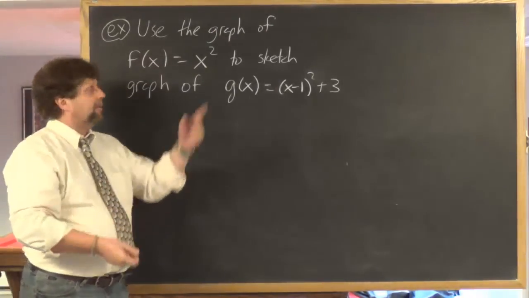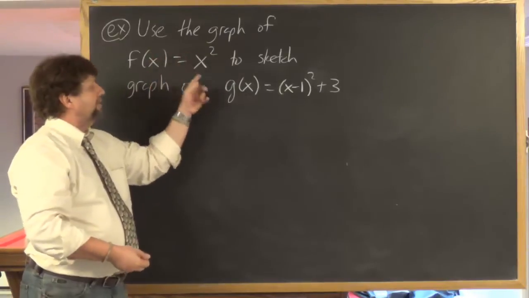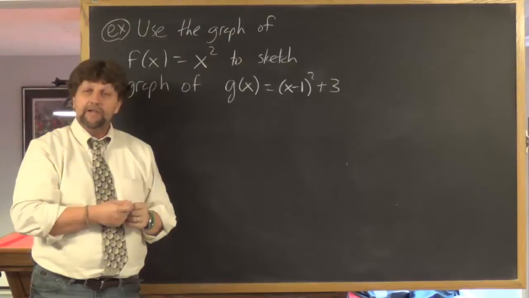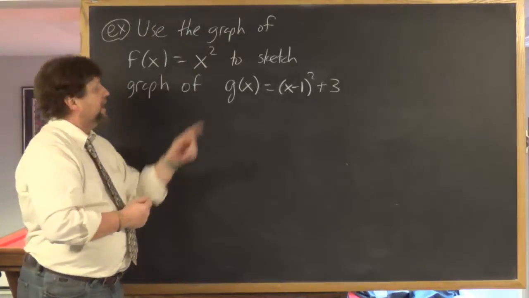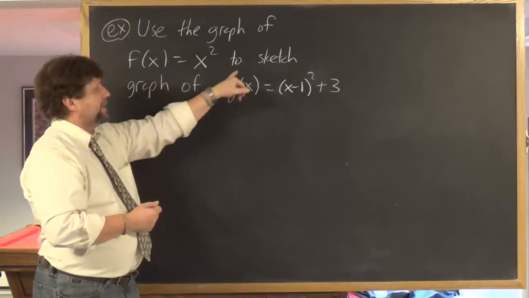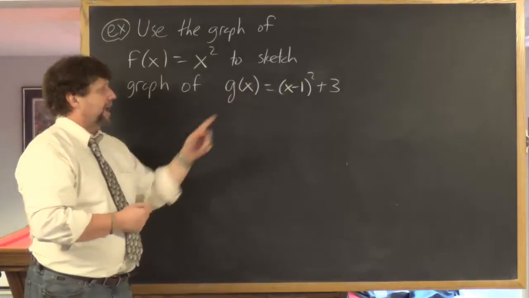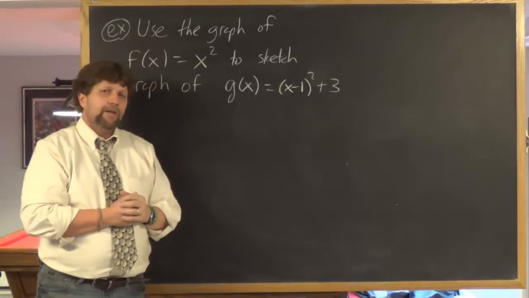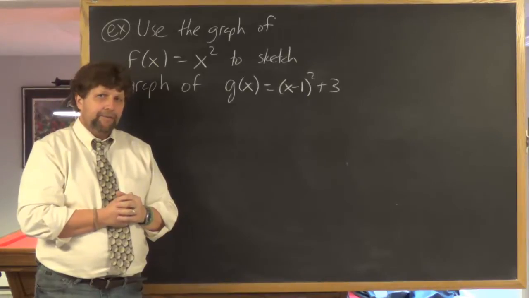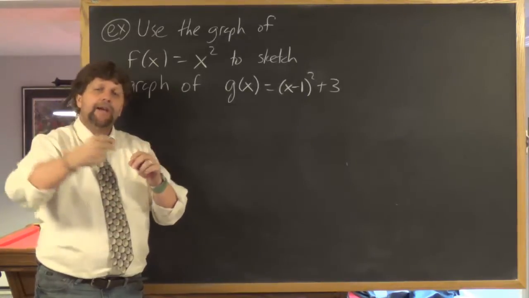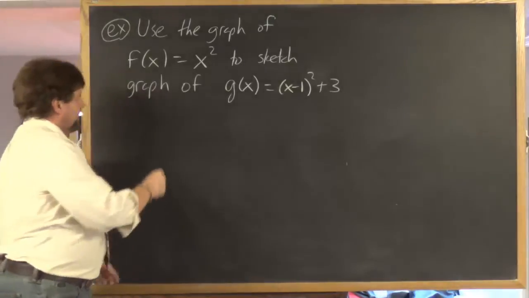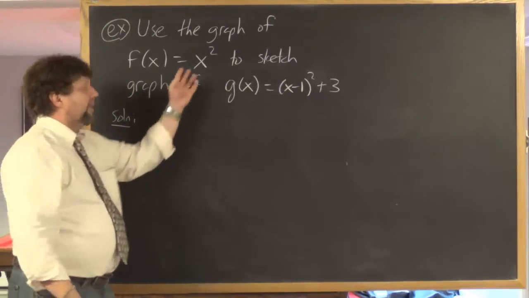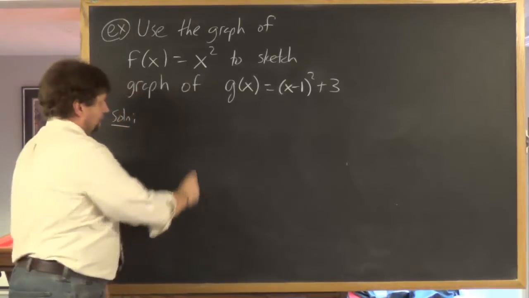So a typical example. I've used the graph of f of x equals x squared. F of x equals x squared, that's a graph I would expect you to know, just like that. Use the graph of f of x equals x squared to sketch the graph of g of x equals (x minus 1) quantity squared plus 3. So I'm going to do this in a couple of stages. First off, I use the graph of f of x equals x squared.